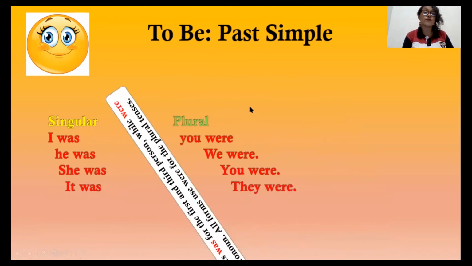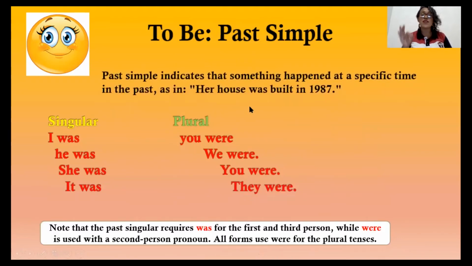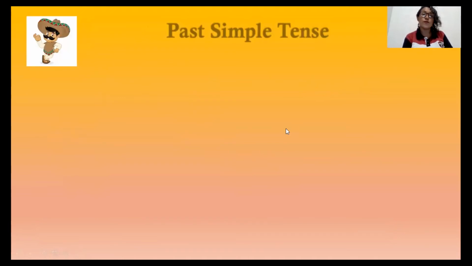So now, remember that the simple past indicates something happened at a specific time in the past. For example, her house was built in 1987, okay? So when was the house built? It was built in 1987. So this is the simple past. Was, we are talking about the house, okay? Singular.